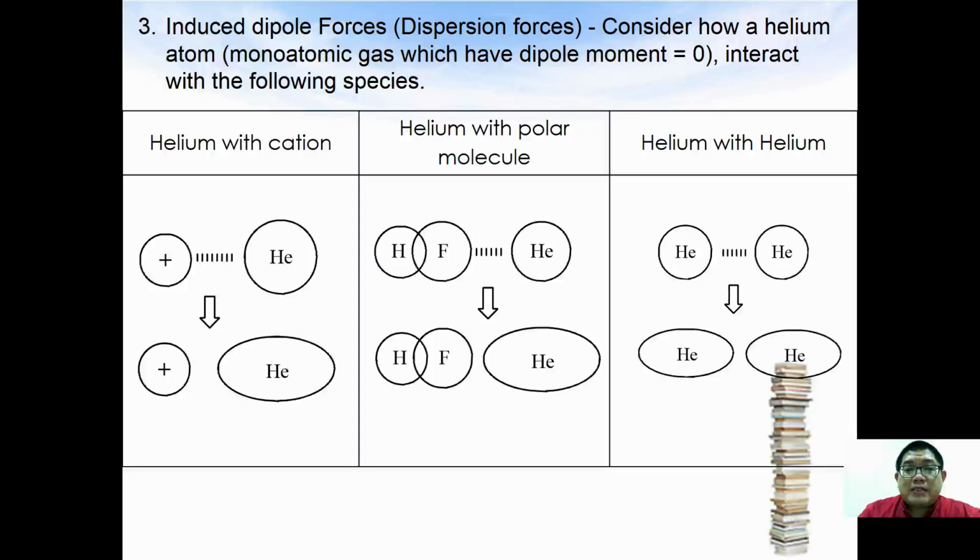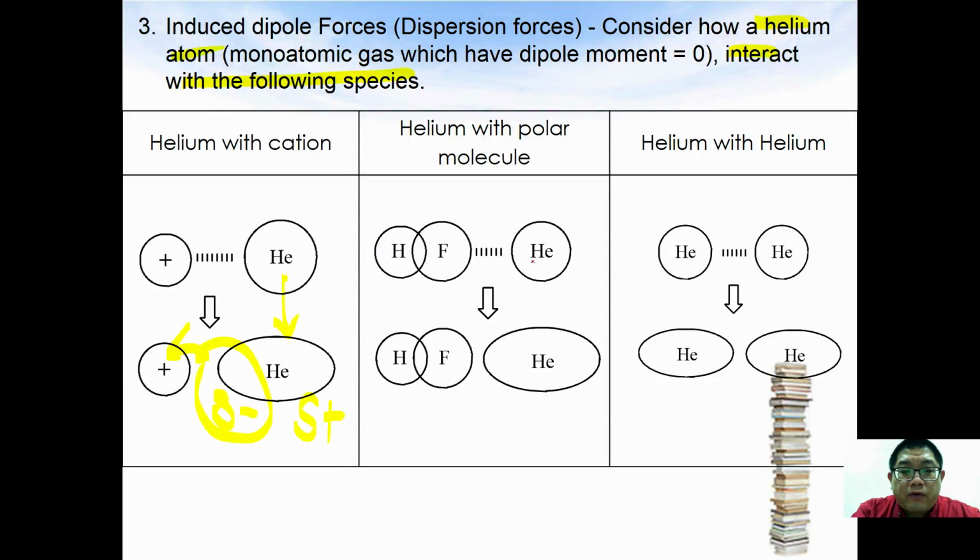Okay, so let us introduce what induced dipole or dispersion forces are. Consider how a helium atom, a monoatomic gas with dipole moment equal to 0, interacts with the following species. We have helium interacting with cations. Here, helium will shift its electron density to temporarily form a partial negative and partial positive. So the partial negative part will be attracted to the cations involved.